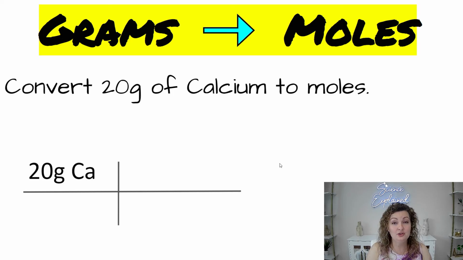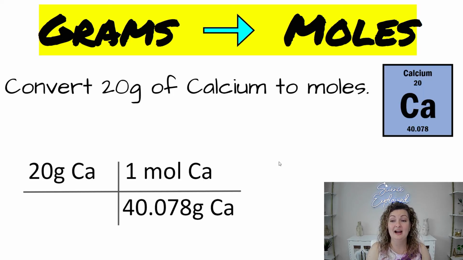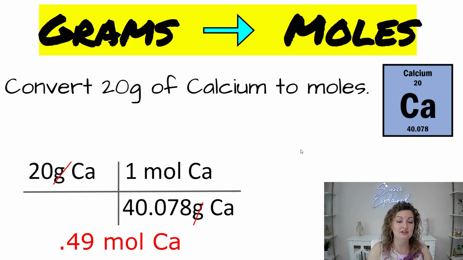Well, again, we're going to go to the periodic table to find the molar mass. So if you look at the square on the periodic table, calcium is 40.078, and we want diagonal down to be grams. So that's where we're going to put our molar mass, and it is equivalent to 1 mole of calcium. We can go ahead and cancel out those units. In your calculator, you are going to type 20 times 1 and then divide it by 40.078, and you end up getting 0.49 moles of calcium.